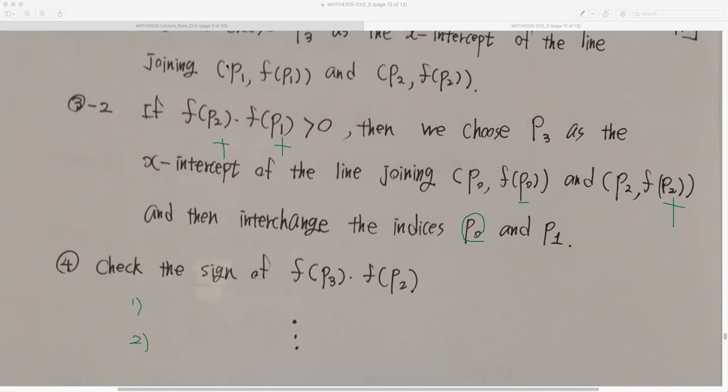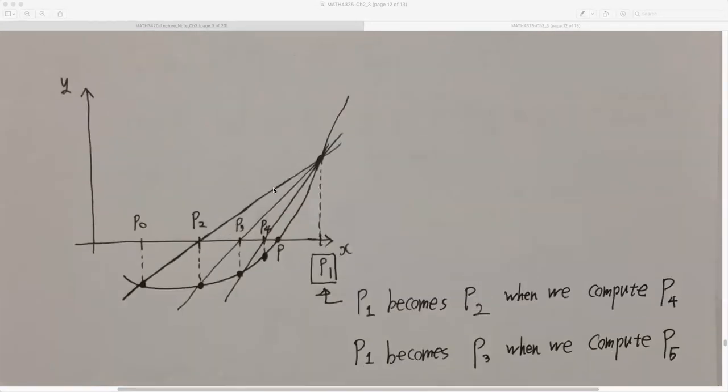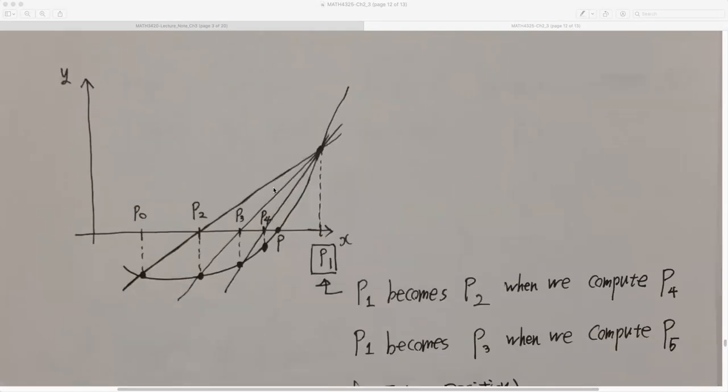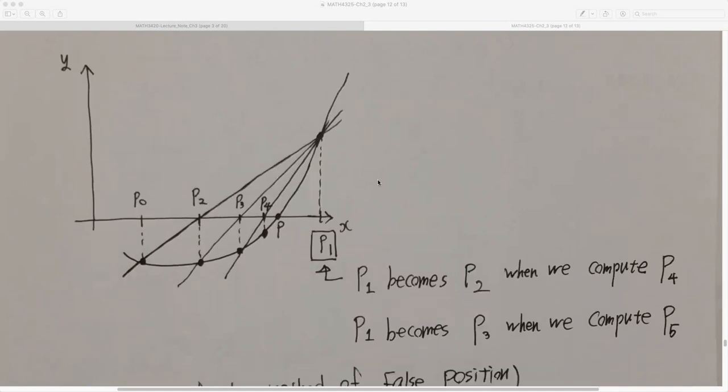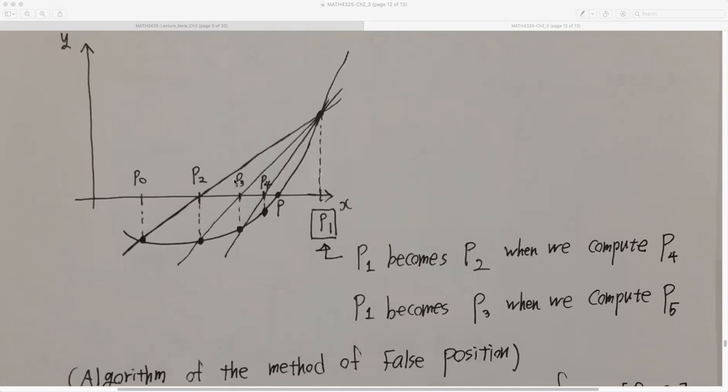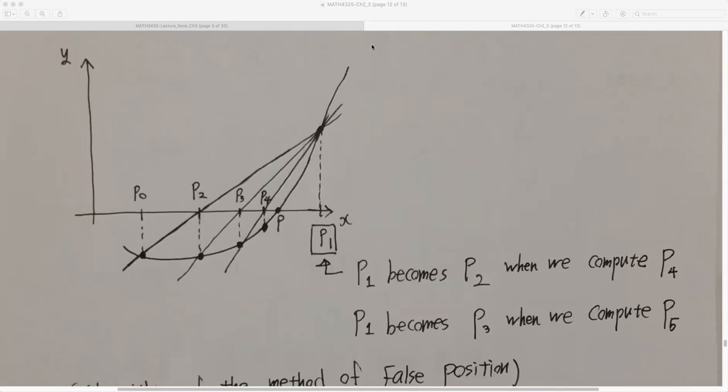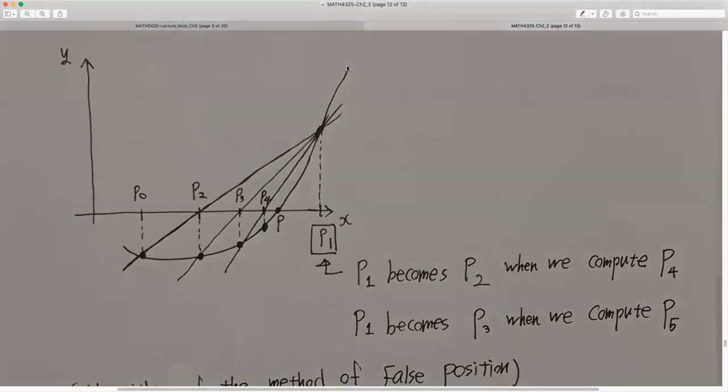Okay, so let's see. Then what happened here? I know maybe you didn't understand that. So let me explain the algorithm of the method of false position with a figure. Let's say this is the graph of f of x.